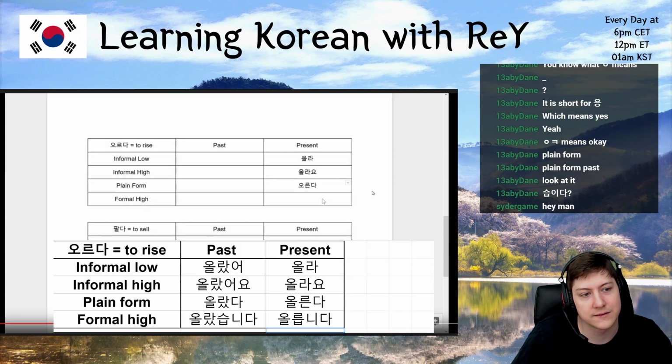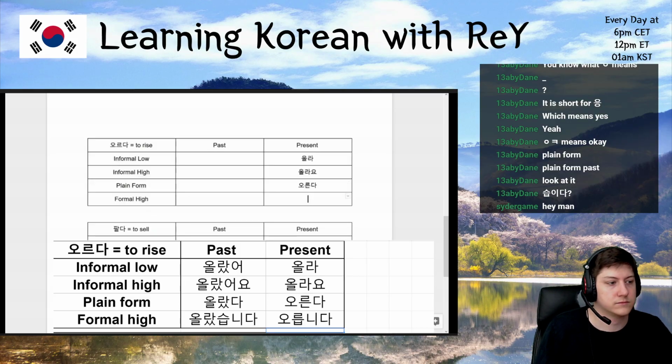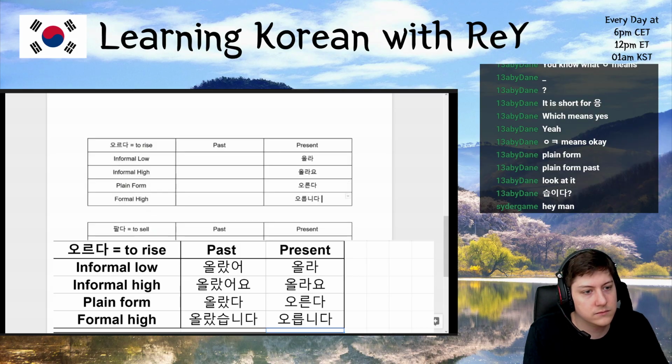The irregular doesn't apply because we are not adding a vowel. So this one is actually wrong, but the rest is correct. The formal is the same idea. It's going to be 오릅니다.